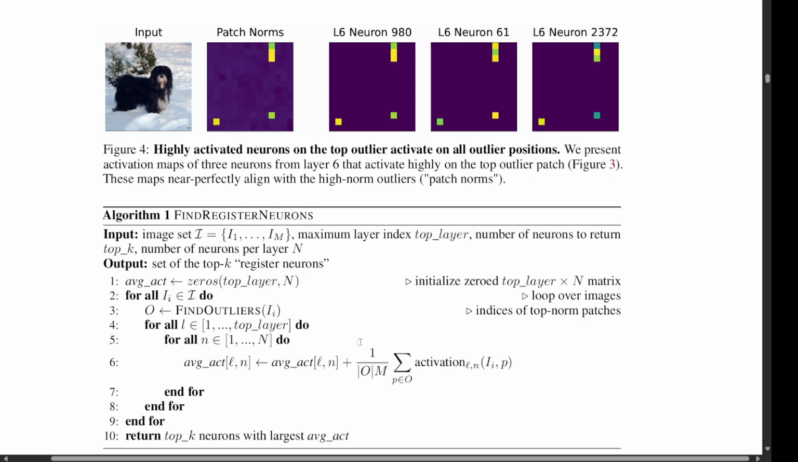So first step, you take your pre-trained vision transformer, you add one or maybe a few extra tokens to the input sequence, just blank untrained tokens. These are your test time registers. Okay, add a dummy token. And then second step, you need to identify the specific register neurons for that particular pre-trained model.